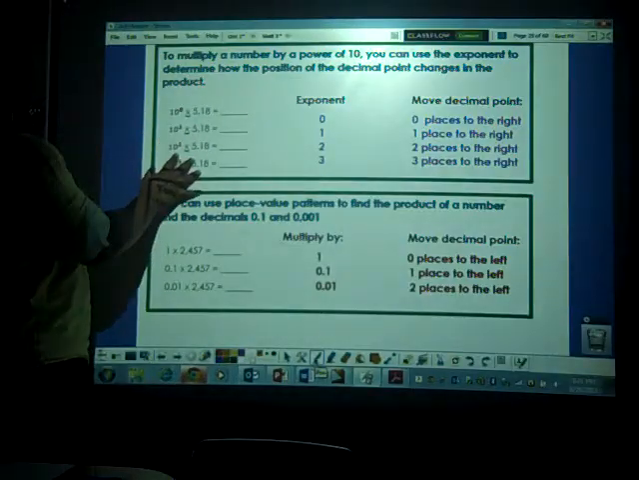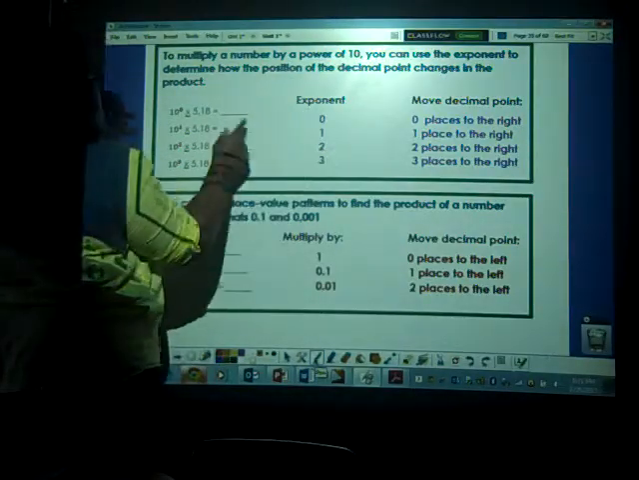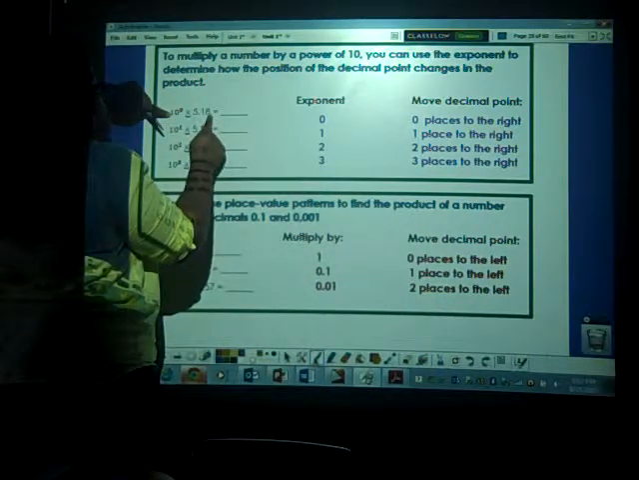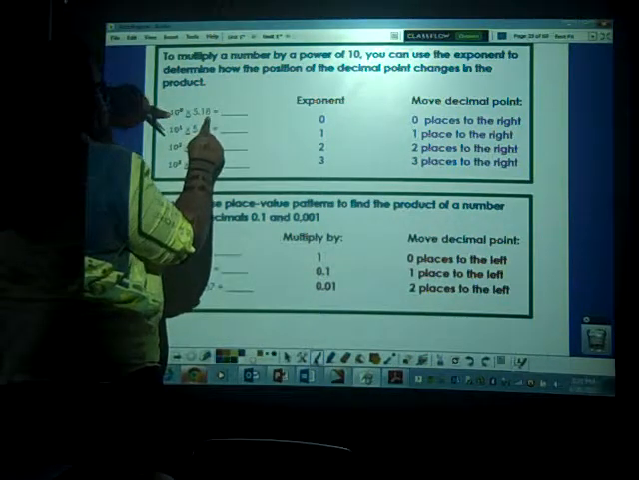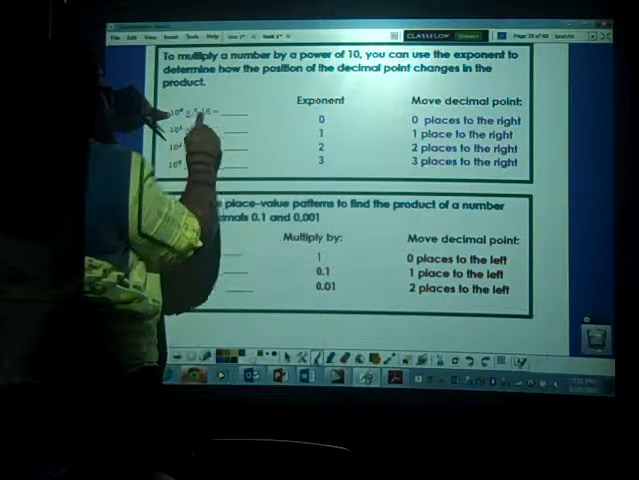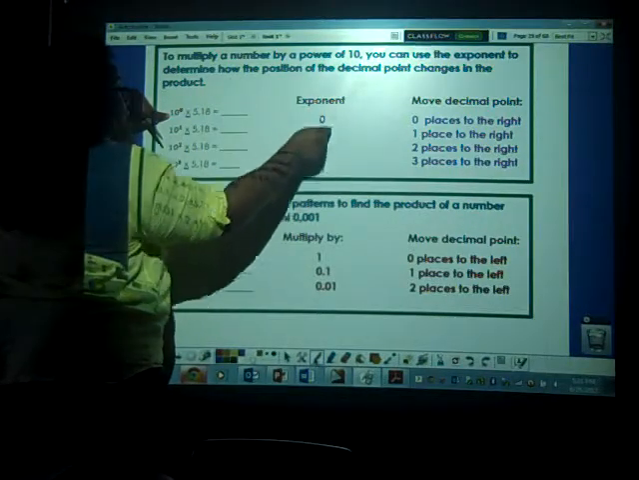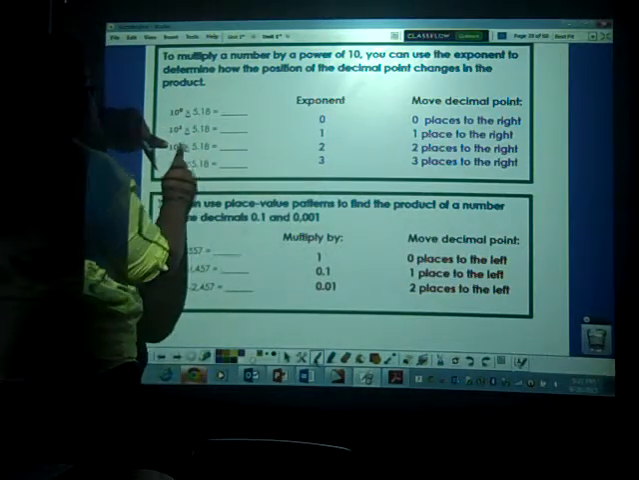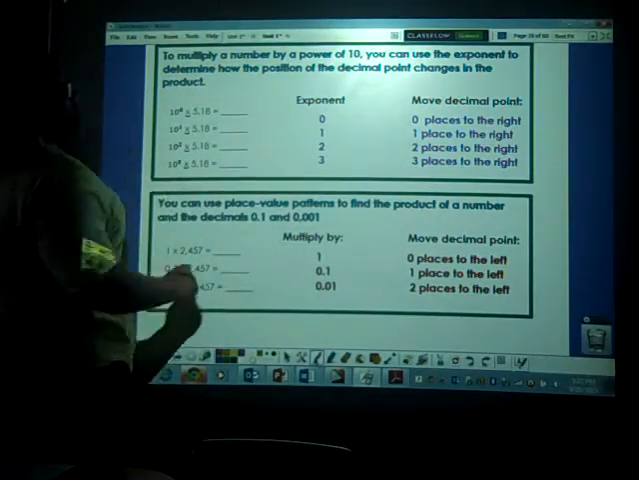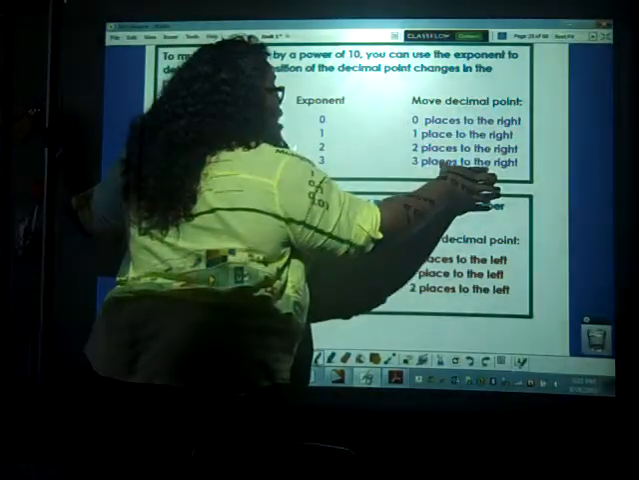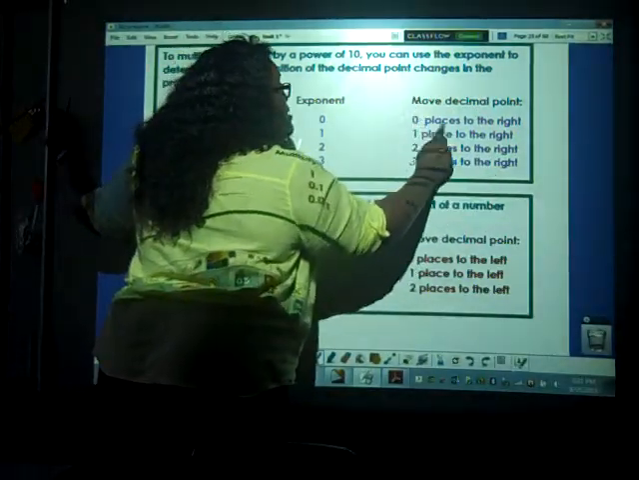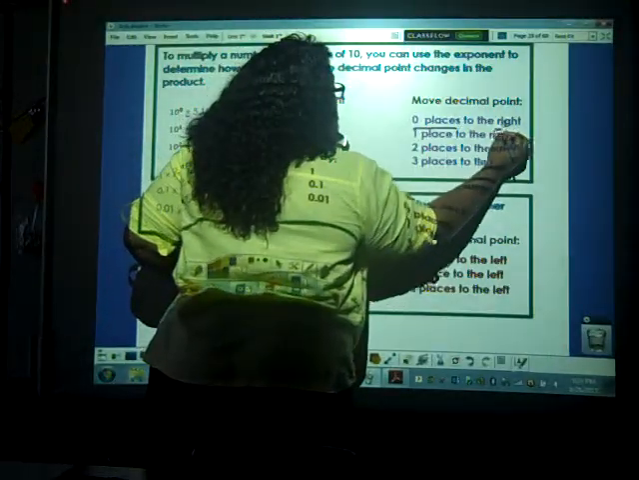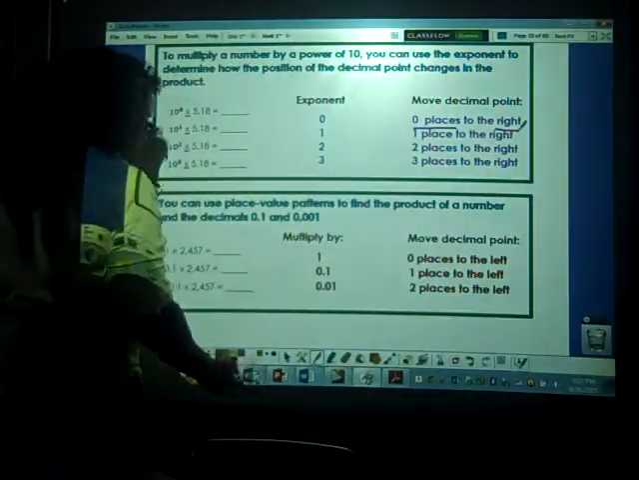The purpose of these 3 columns is to help explain that what our problem is right here, 10 to the 0 power is multiplied by 5 and 18 hundredths, which is a decimal. This right here is telling us in a larger font what the red exponent is in each problem. And then in the 3rd and final column, this is telling us how many times to move the decimal point in which direction, to the right.